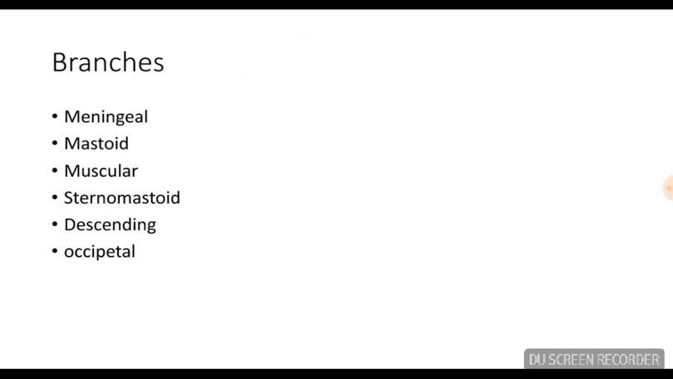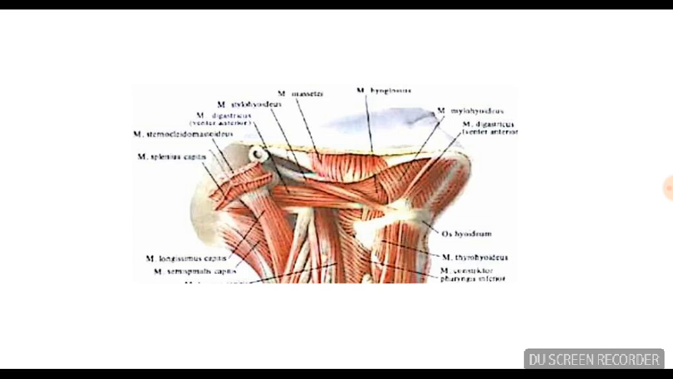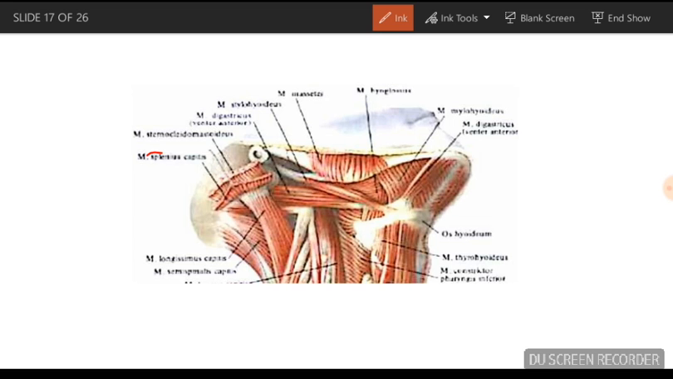The meningeal branches supply the dura mater of the brain. The mastoid branch supplies the mastoid air cells by passing through the mastoid foramen. The muscular branch supplies the sternomastoid muscle, splenius capitis muscle, stylohyoideus muscle, and digastric muscle.